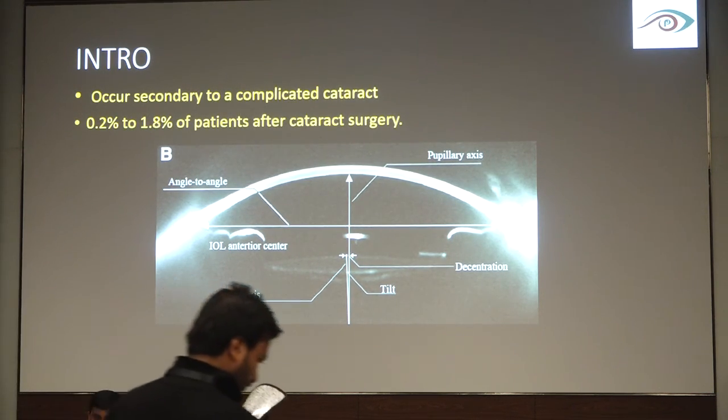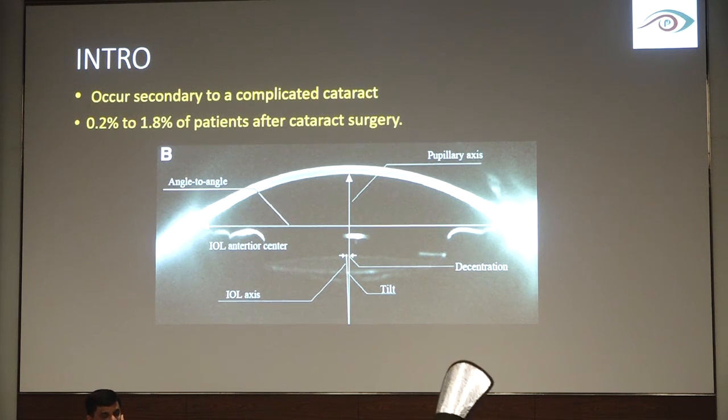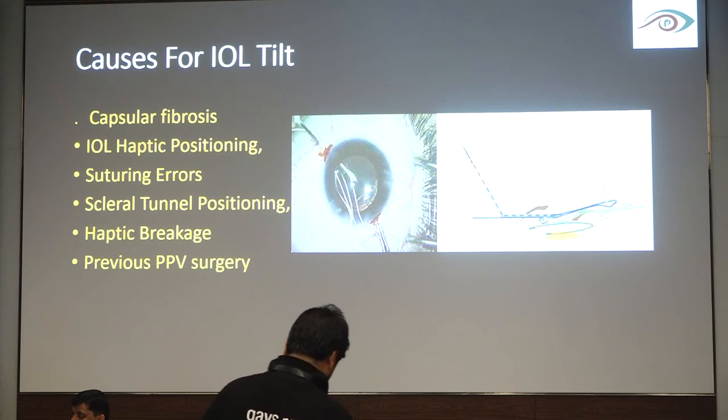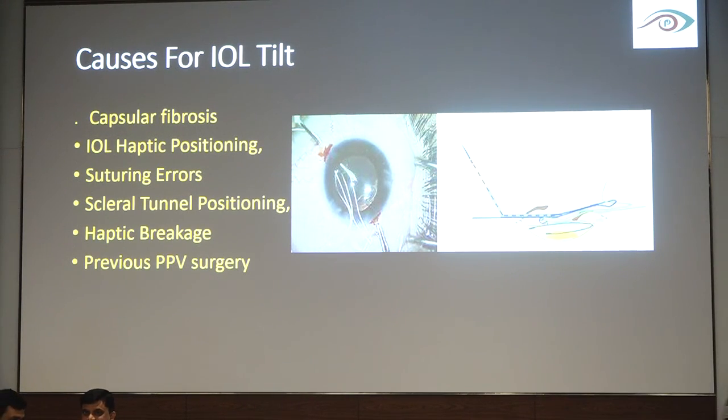Basically, there is no clear definition for decentration or IOL tilt, but you can say that the distance between the pupillary axis and the IOL axis is called decentration, and the angle between them is called IOL tilt. So what is the cause for tilt? Capsular fibrosis, haptics not positioned properly, scleral IOLs not sutured correctly, or previous PPV surgery patients.